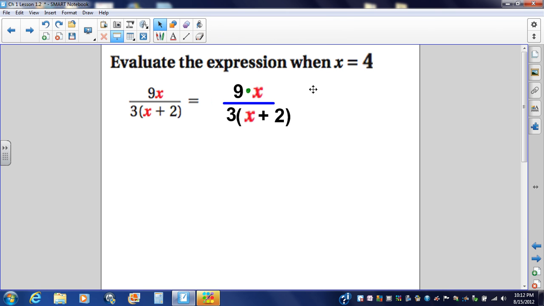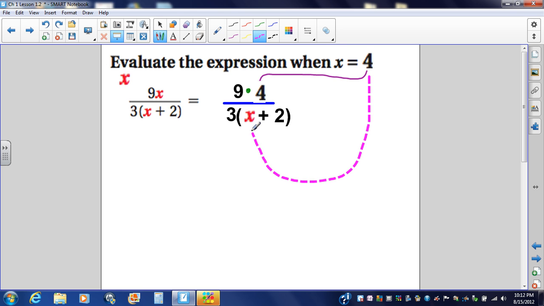The next thing I'm going to do is substitute, or plug and chug. I'm going to put the number 4 in for the letter or variable x. So let's take out that letter x and put the number 4 in its spot. I can do the same thing here on the bottom: substitute, plug and chug, take out the x, put in the number 4. Now I can solve the problem.